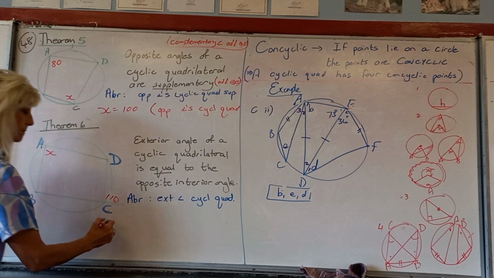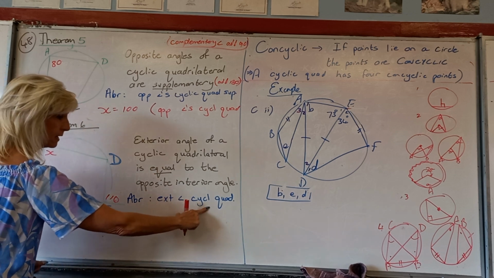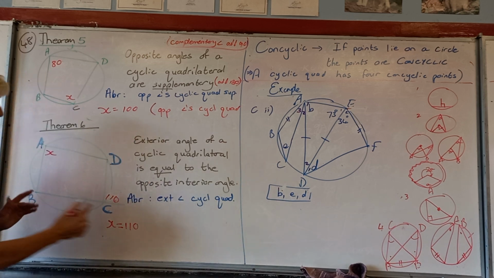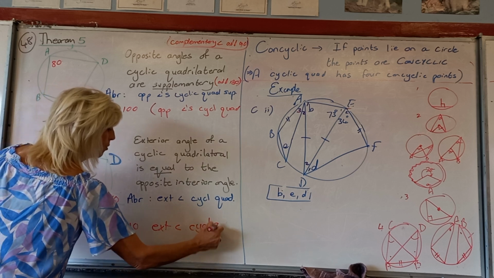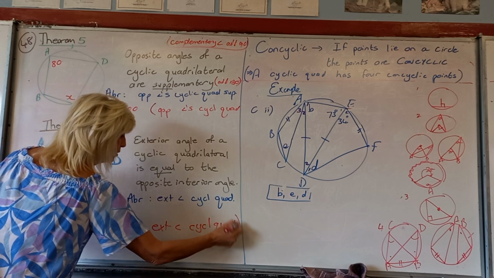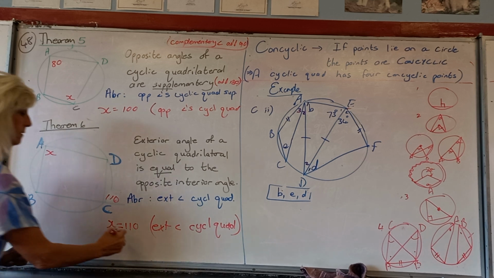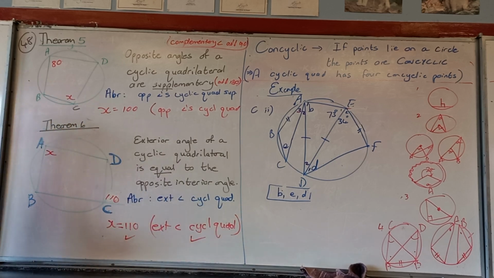110, because the exterior angle of a cyclic quad is equal to the opposite interior one. You just have to say exterior angle of a cyclic quad. Please note the abbreviations. You have to have the correct ones. You're not a parrot though, but you have to have it correct. So that would be 2 marks: one for knowing it's 110, one for knowing the reason.